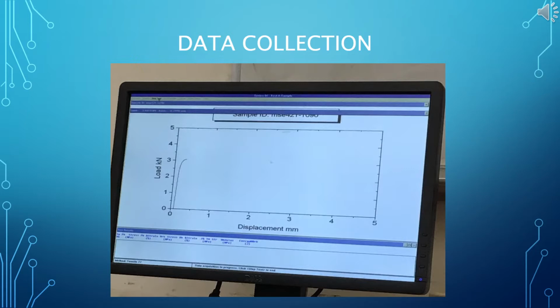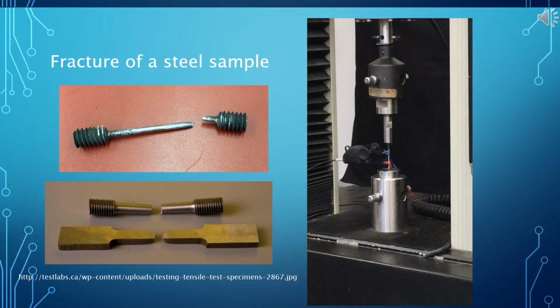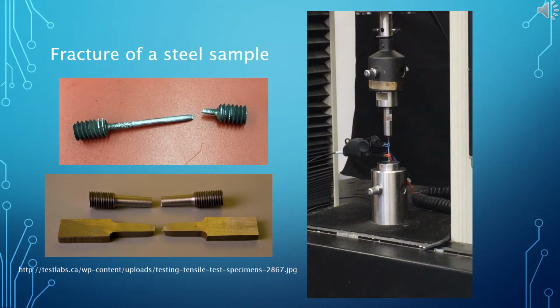Here we see the graph of data collection in real time. The image on the top left represents a sample that wasn't tapered in the center. As a result, the sample fractured outside of the gauge length. The sample on the bottom was prepared properly. The video at right was of a 1090 steel sample being tested.